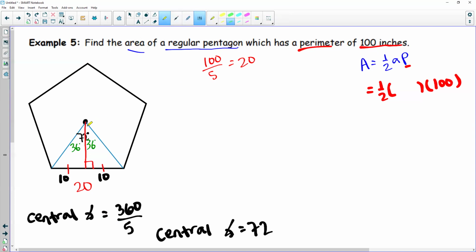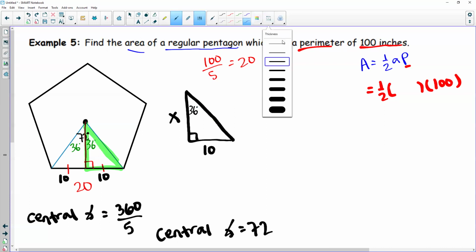So we're going to be looking at the right triangle that we just created. I'm highlighting this so that you can see what we're taking out of the picture here. So here's our right triangle. We know this bottom side is 10. We are looking for the apothem, which is this vertical side here, so we're going to call that X. And we have the angle of 36 degrees here.